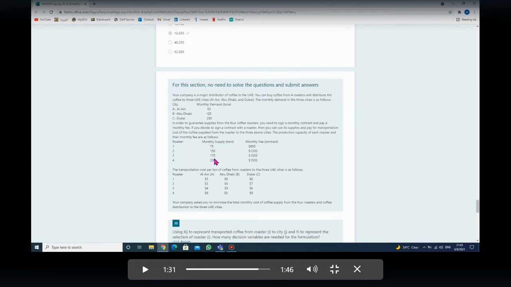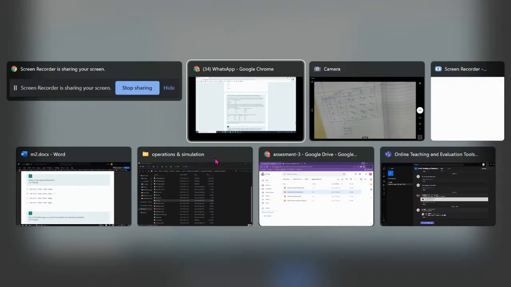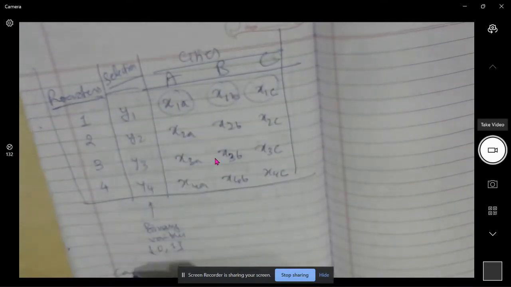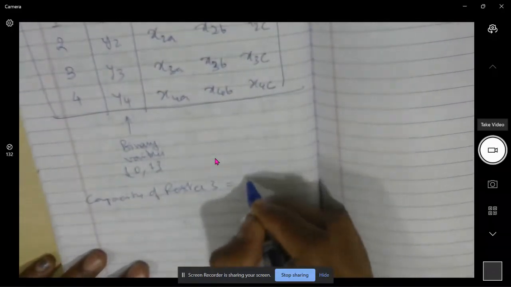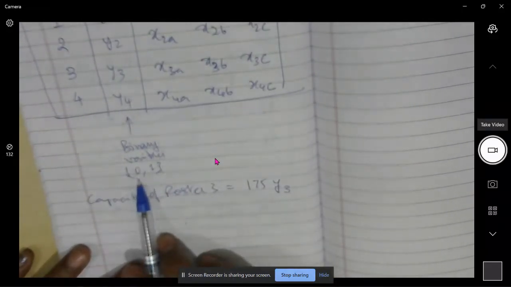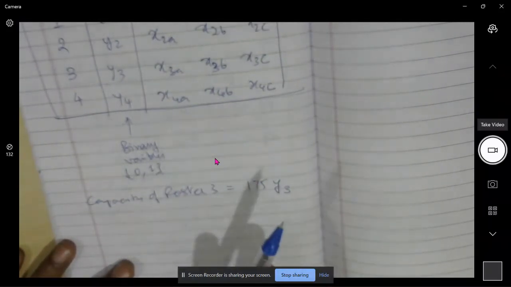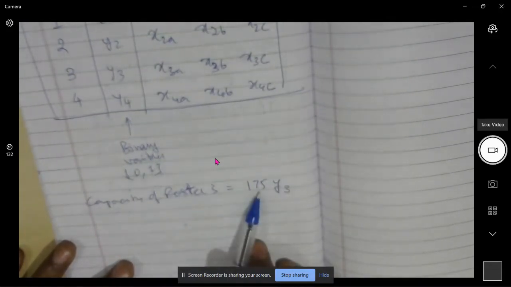So the capacity of roaster 3, the monthly supply of 175 tons, is already given, but that 175 tons is subject to whether you have selected that roaster or not. So the capacity of roaster 3 is 175 Y3. Depending on the value, if Y3 is 0, then the capacity of roaster 3 automatically becomes 0. That means you are not selecting that particular roaster. If Y3 is 1, then the capacity becomes 175.